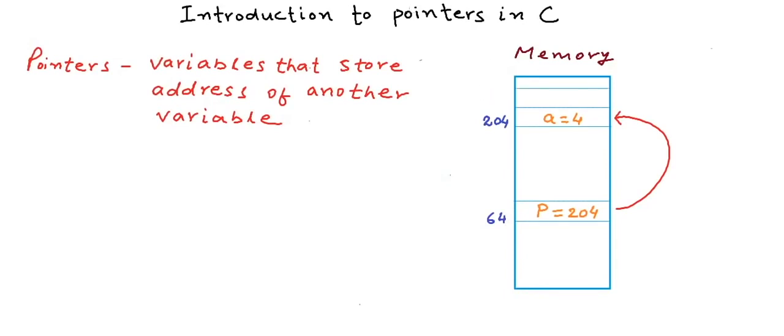We can also modify p to point to another integer. So let's say we have another integer at address 208 named b and having value 10, and if we change the address in p from 204 to 208, then p now points to b.